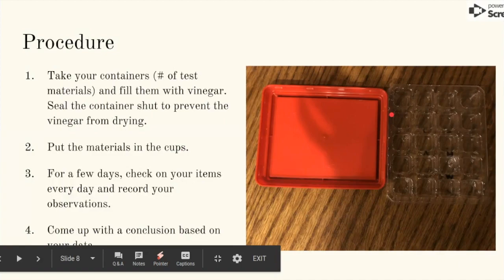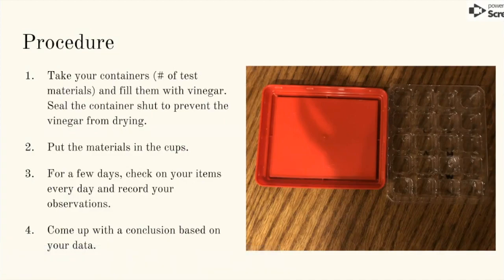The procedure for the experiment is to take your containers, and you should have enough for the number of your test materials to be in separate containers. Fill them with vinegar and then seal the container shut to prevent the vinegar from drying. Then put the materials in the cups. For a few days, you should check on your items every day and record your observations. And then after you've done that, you should come up with a conclusion based on your data.